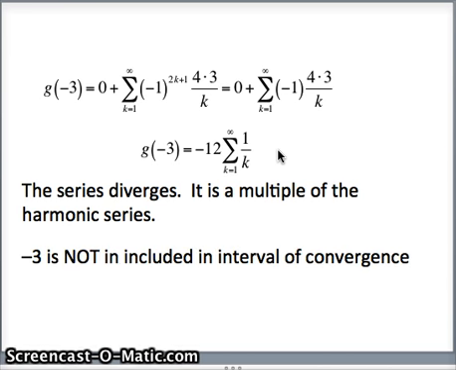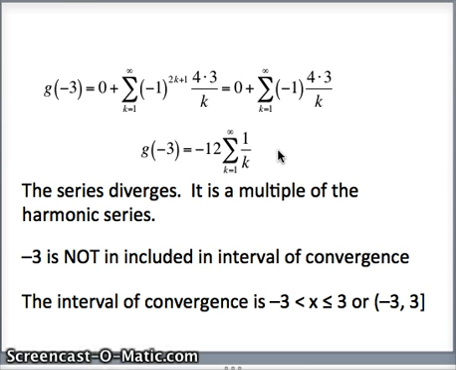So negative 3 is not included in the interval of convergence, but 3 was. So then what is our interval of convergence? Not including negative 3, but including 3. So you'll see x is greater than negative 3, but less than or equal to positive 3, a half-open interval written this way. And that will conclude this lesson.